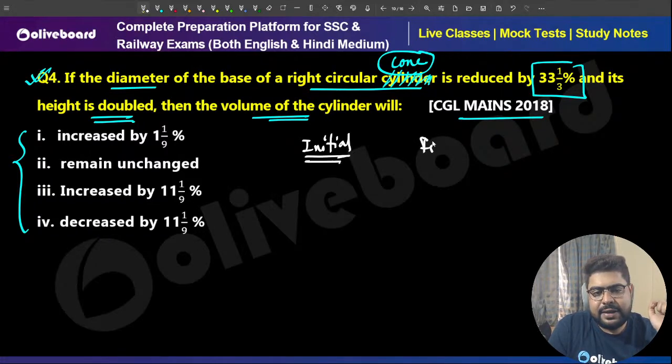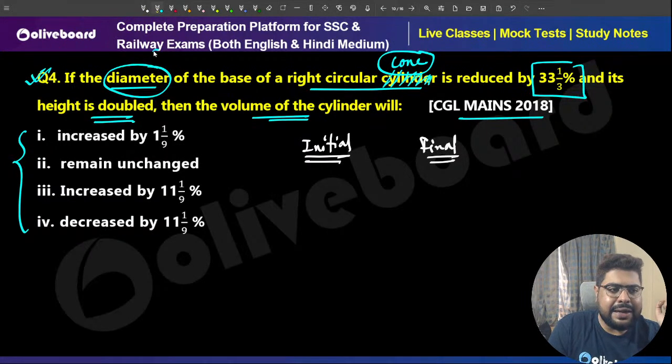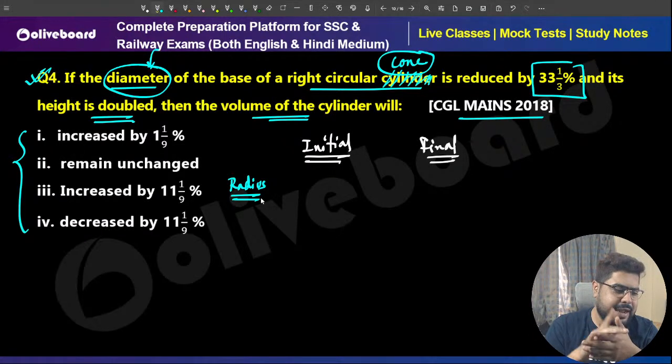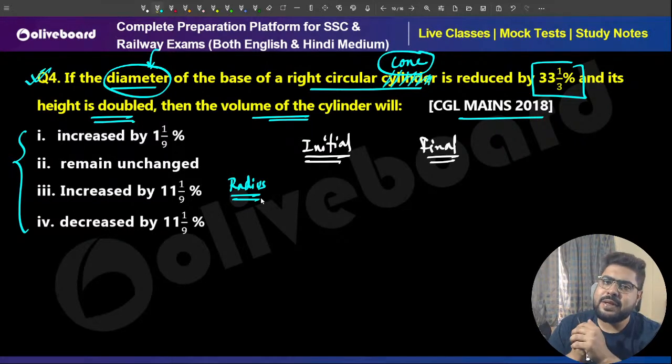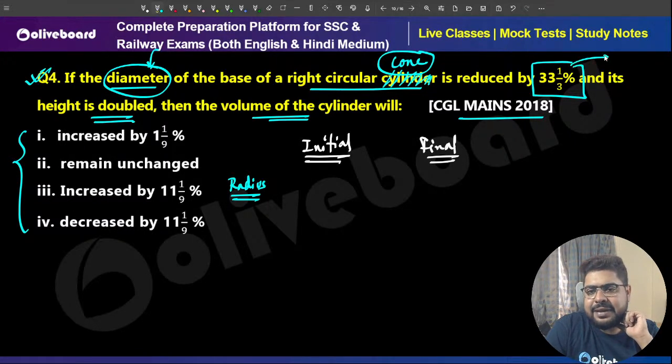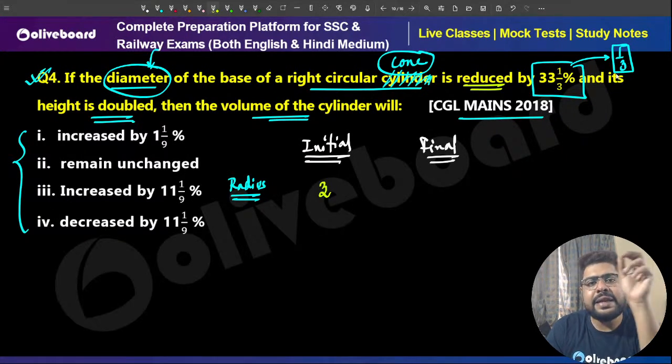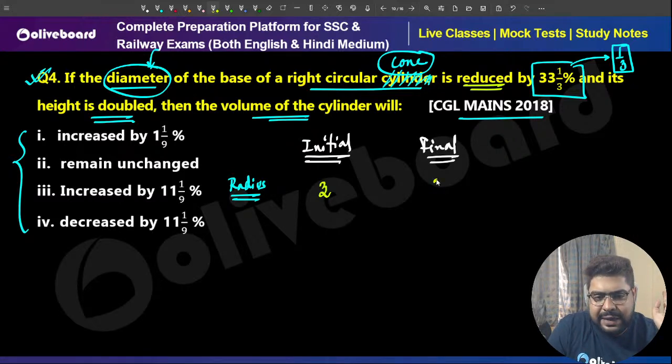So initial, final. Let me explain. For the right circular cylinder, diameter and radius don't really matter. If diameter is changing, say 20%, radius will also change, because diameter by 2 is radius. Everybody, please be clear on this point. Now, 33 whole 1 by 3 means this is 1 by 3. Meaning, if my initial value was 3, it will reduce by 33% of 3, that is 1. So the final value will be 2.